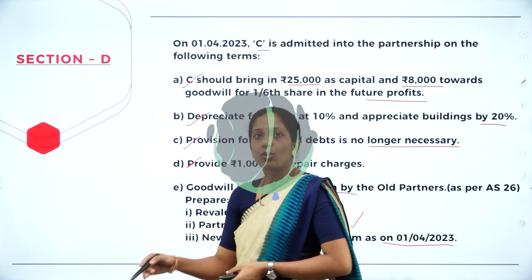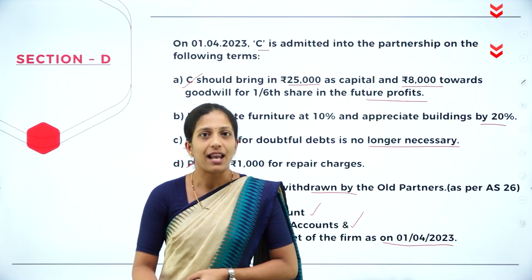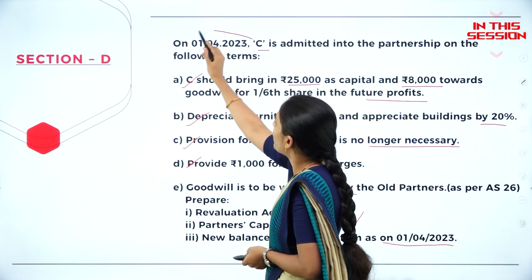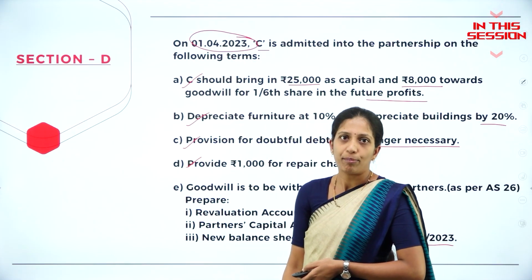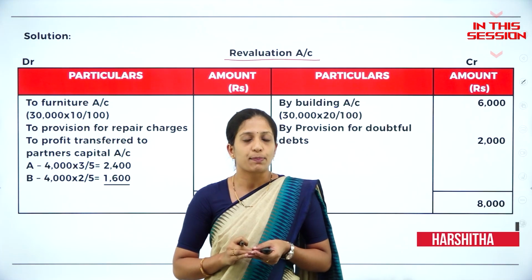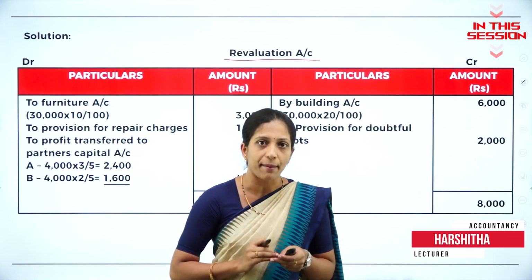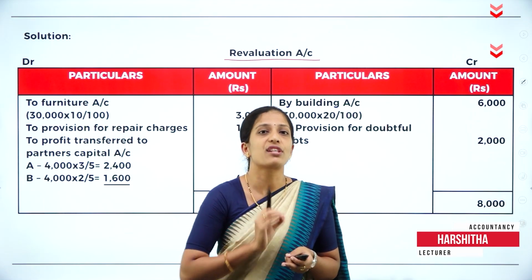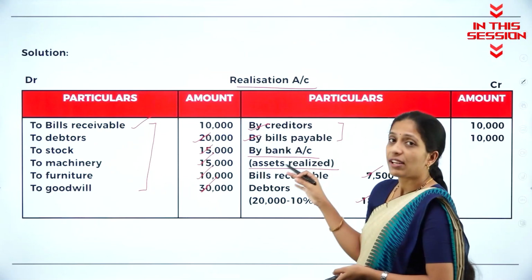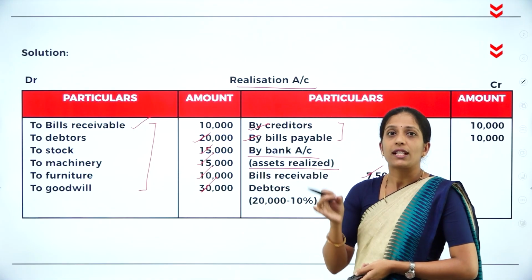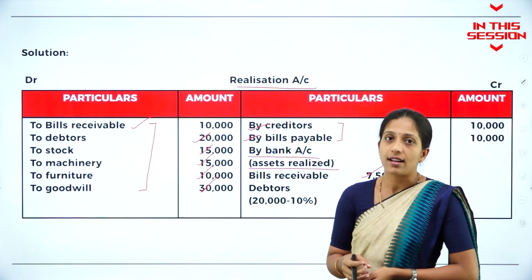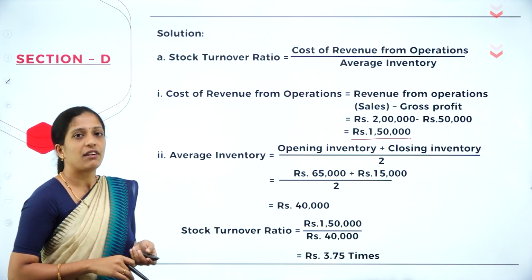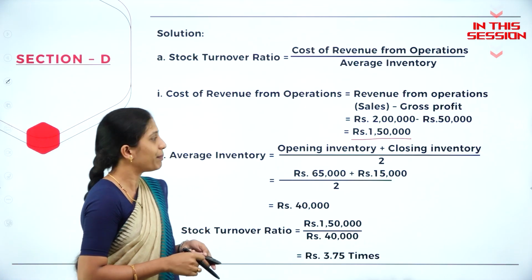Always remember, if they don't give the date when to prepare the balance sheet, it is understood that on the date of admission of a new partner, we have to prepare the balance sheet. Revaluation account is prepared during admission and retirement of a partner, whereas realization account is prepared during dissolution of a partnership firm. If any asset is taken over, that amount will be transferred to partner's capital account. So average inventory, what is the formula? Opening inventory plus closing inventory divided by 2.